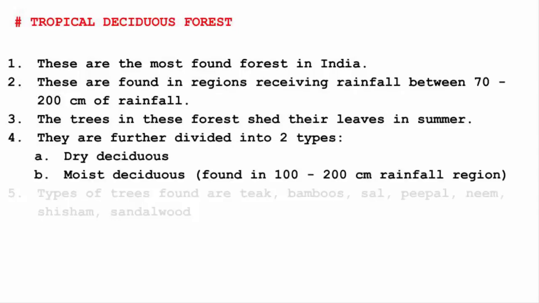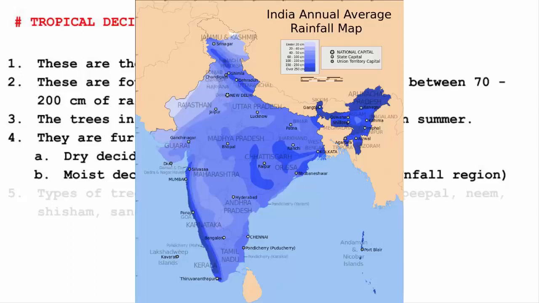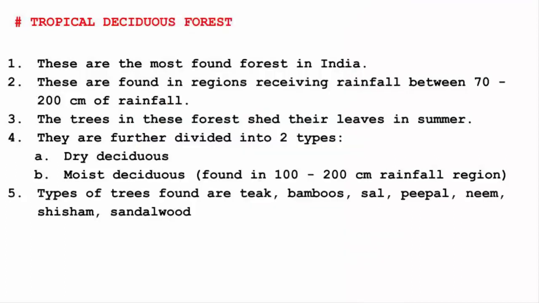Tropical deciduous forest is divided into two types, dry deciduous and moist deciduous. So by the name moist deciduous, you can pretty much figure out that it consists of water. Therefore moist deciduous forests are found in region that has 100 to 200 centimeter of rainfall. Now the types of trees that are found in this forest are teak, bamboos, sal, peepal, neem, sesam and sandalwood. So the places where we can find tropical deciduous forest are regions of Uttar Pradesh, Bihar, Madhya Pradesh, Odisha, Maharashtra, some parts of Tamil Nadu, Andhra Pradesh. So these are the places.